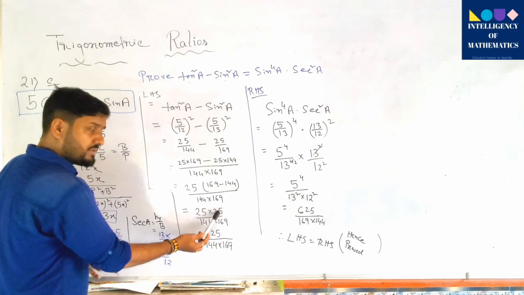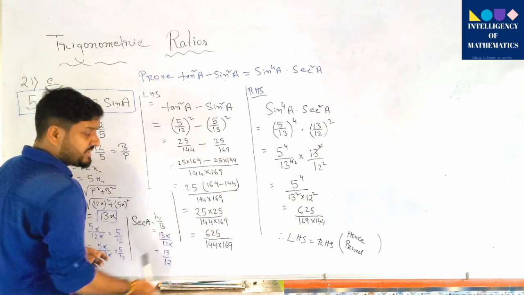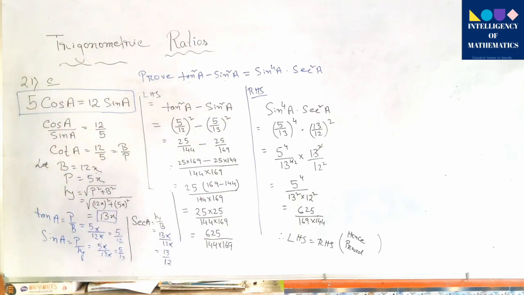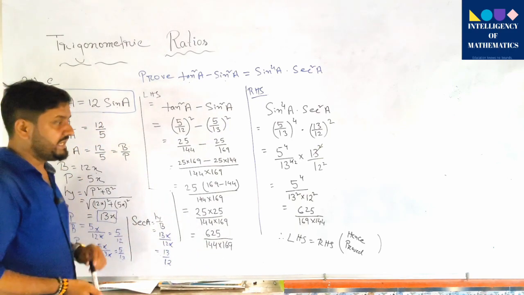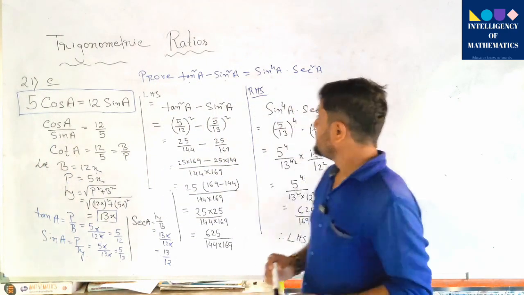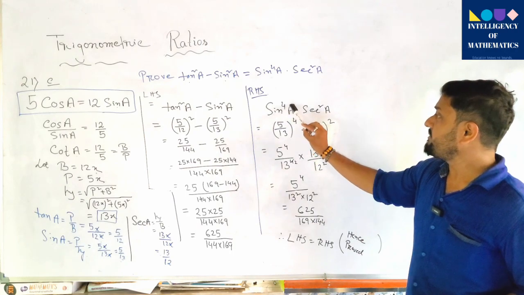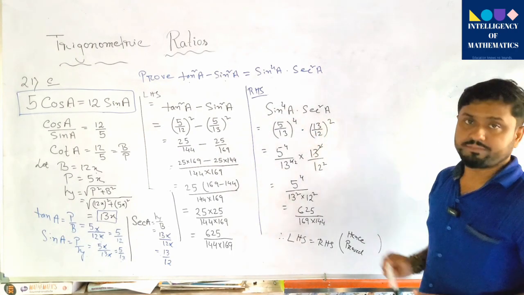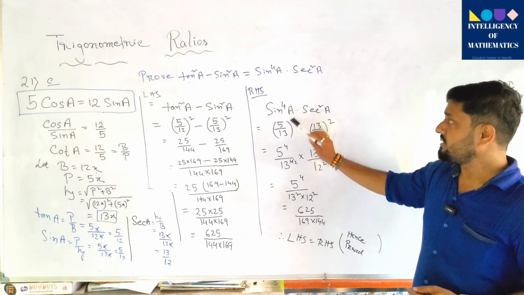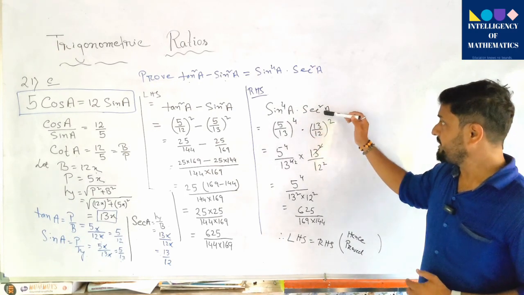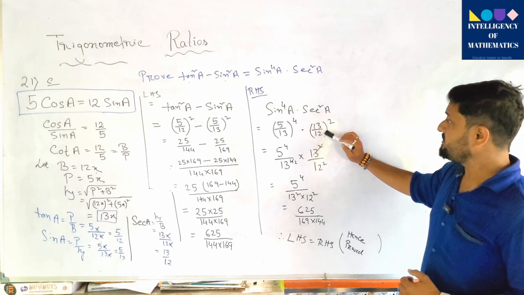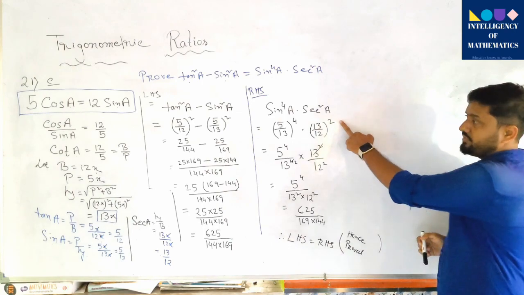So 25 into 25, you know, 25 square is 625, and they are down. What we have done is kept it as it is. Next, we went to the RHS. In the RHS, the expression was sin to the power 4 and sec to the power 2. The sin value 5 by 13 we got, we have made it power 4. Same way, sec square: the sec value 13 by 12 we got, so we have written the square of it.